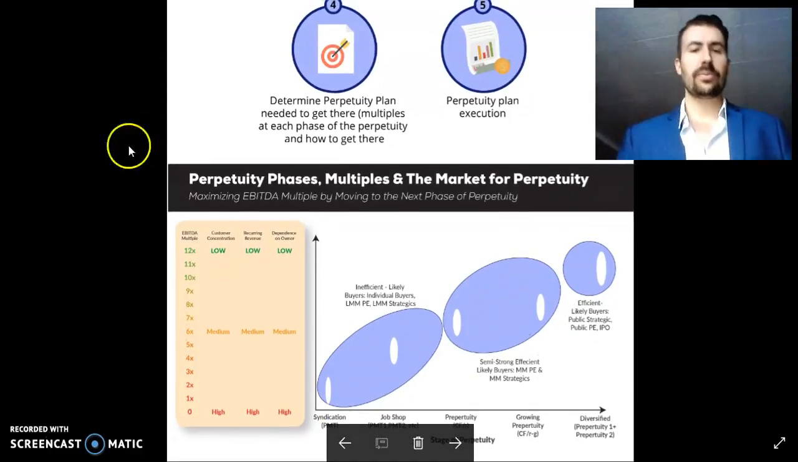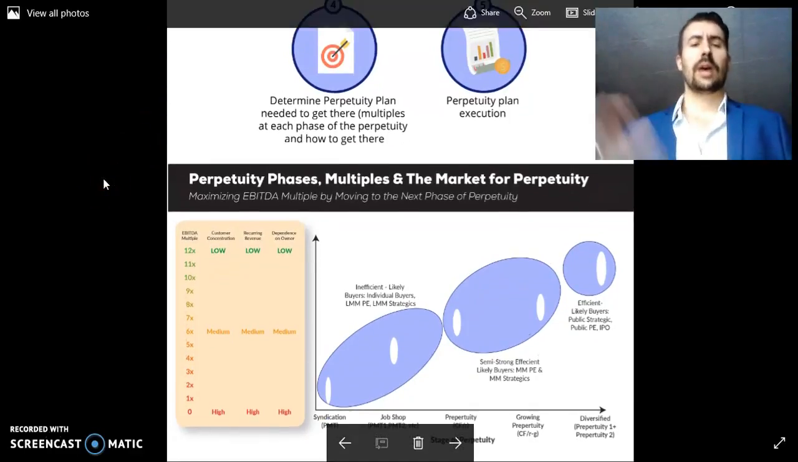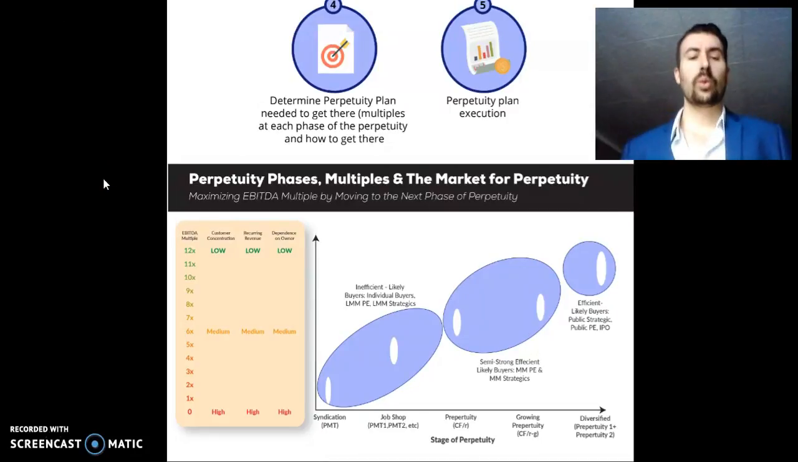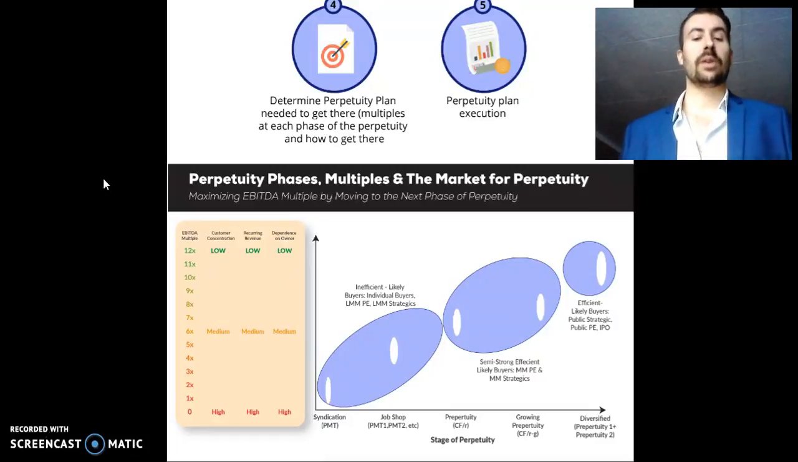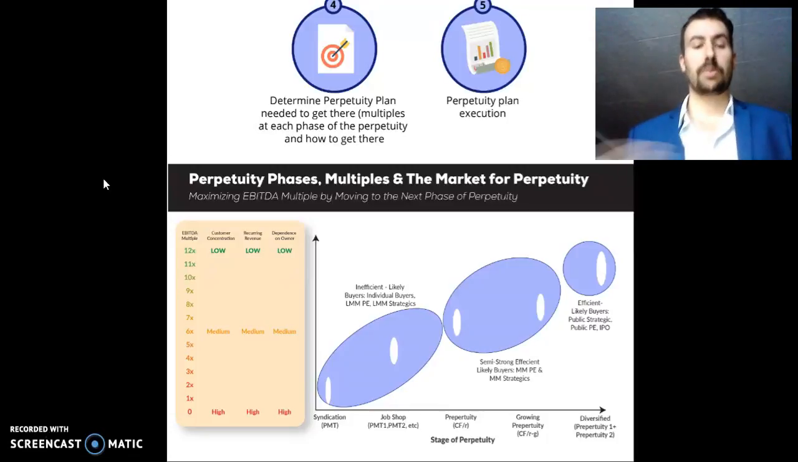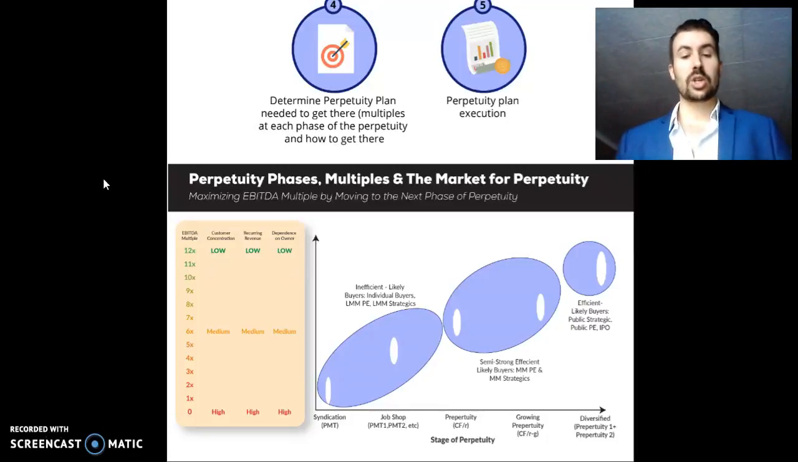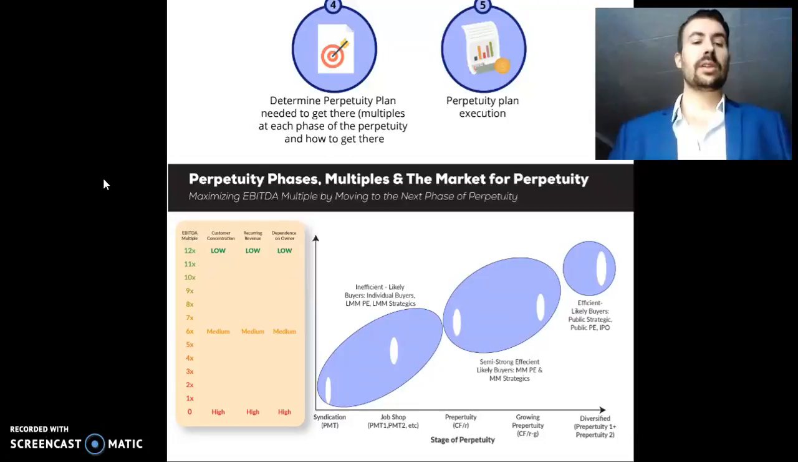So in order to assess where we are now, we are going to be looking at the perpetuity phases, multiples, and the market for the perpetuity chart, which we have here. At the bottom of the chart, we have the stage of the perpetuity as characterized by number one, syndication, two, job shop, three, perpetuity, four, growing perpetuity, or five, diversified. And as you can see along the left-hand side, we have different variables here, which are key de-risking factors.